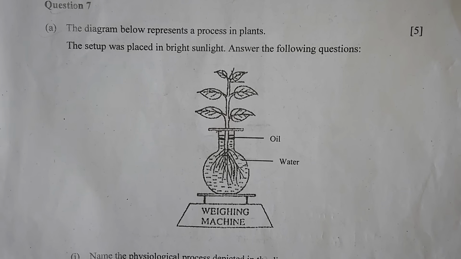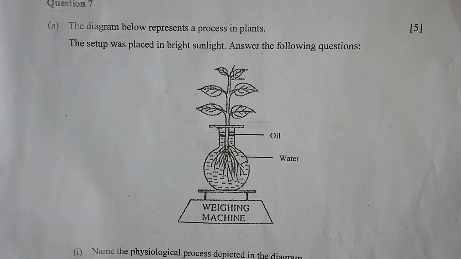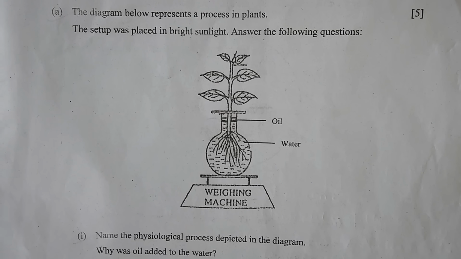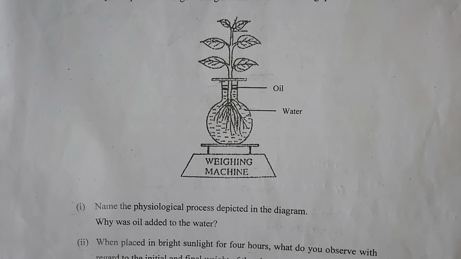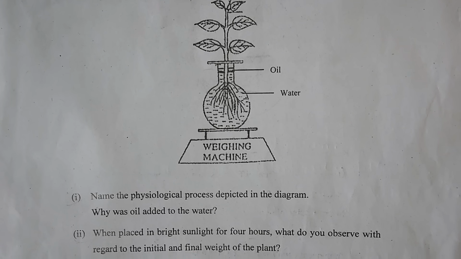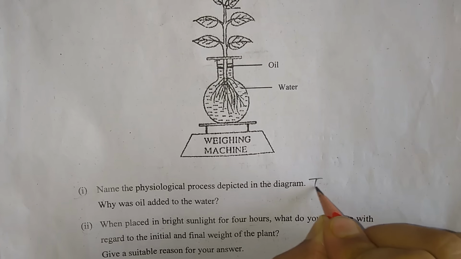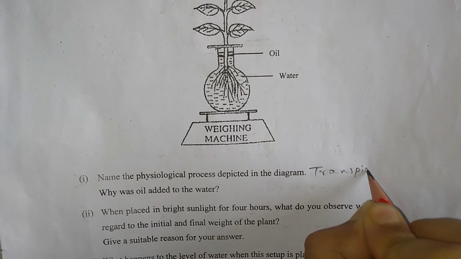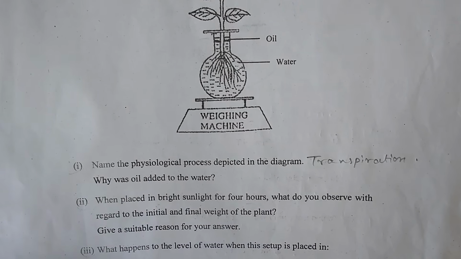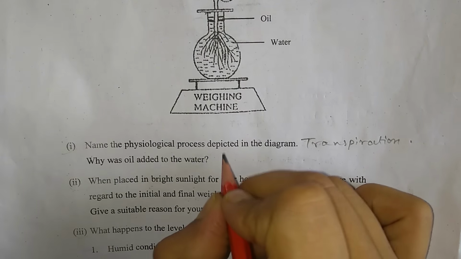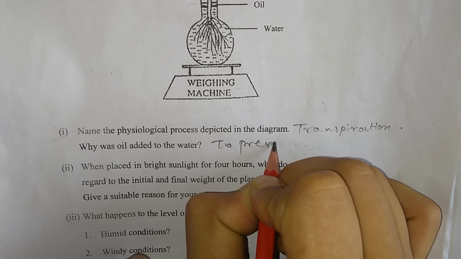Question number 7a. The diagram below represents a process in plants. The setup was placed in bright sunlight. Answer the following questions. Number 1, name the physiological process depicted in the diagram. It's transpiration. Why was oil added to the water? To prevent evaporation.